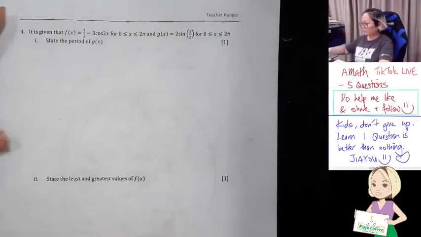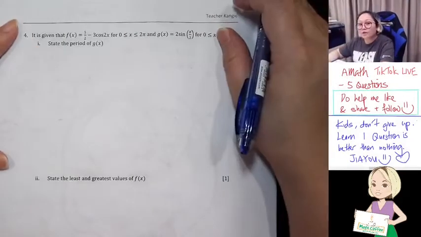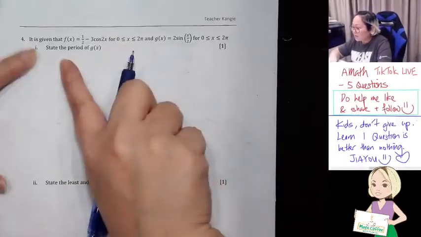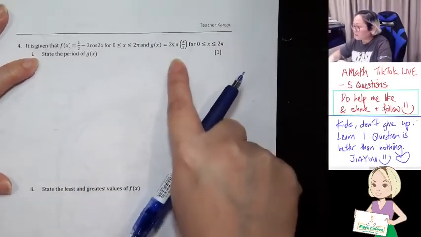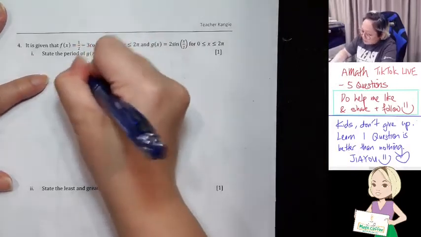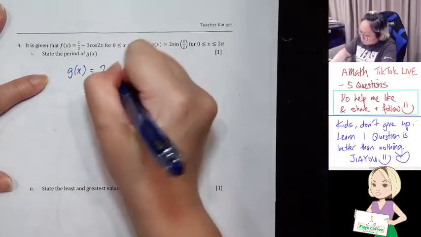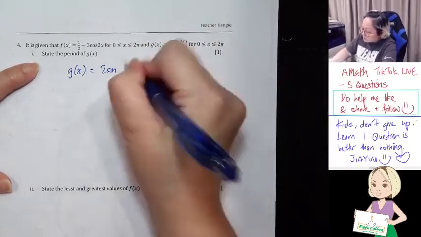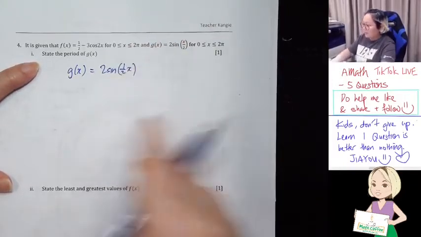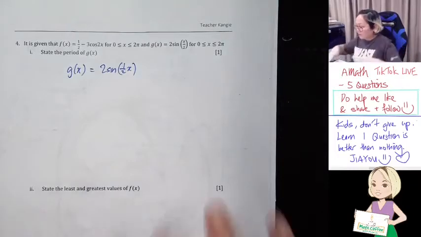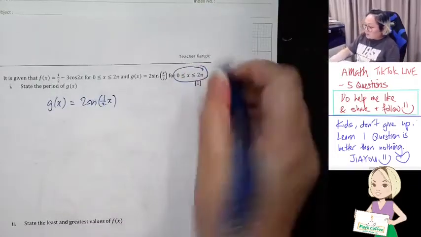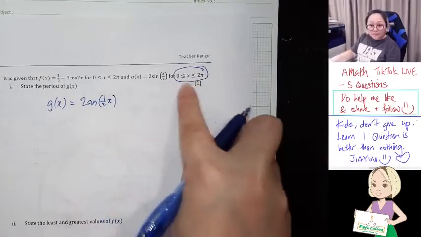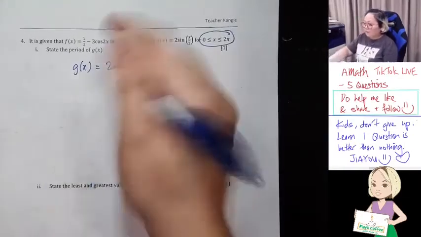Okay, move on. Where's my question? Okay, so now you already know how to do, right? This question first asks me to find the period of gx. Easy already. I'm going to write out gx equals 2 sine x over 2, which is the same as half x. Can someone tell me how to find the period? And take note, this is in terms of radian.